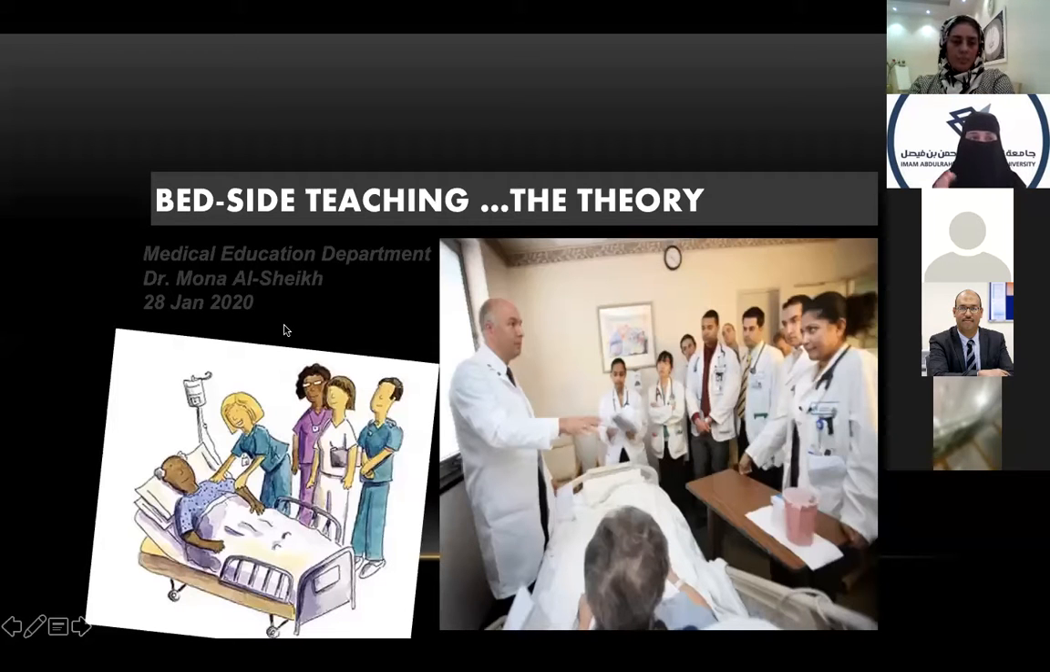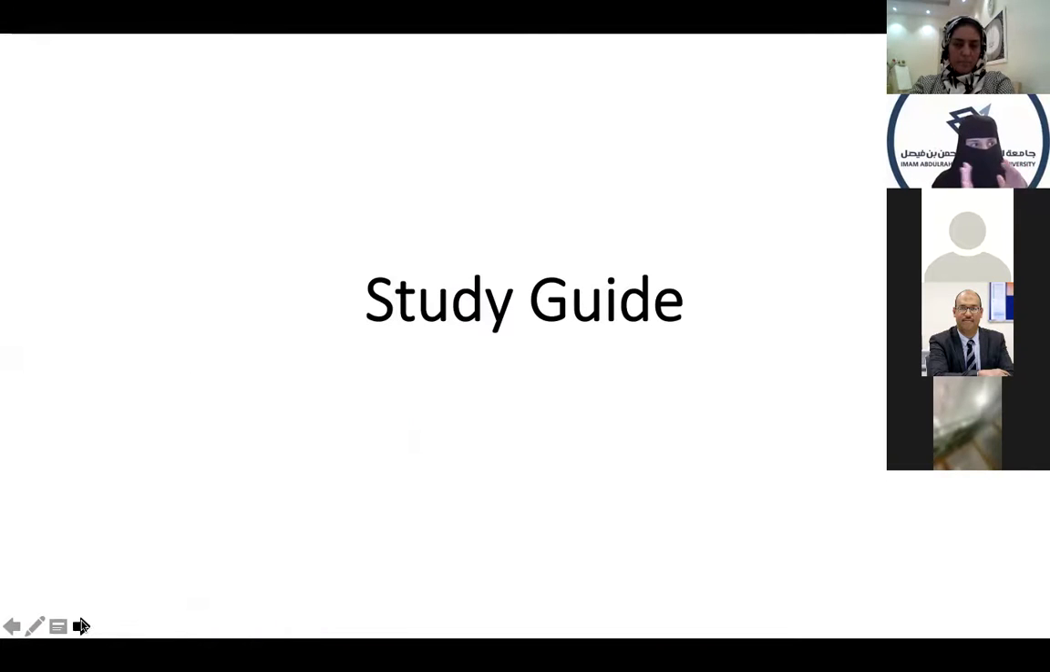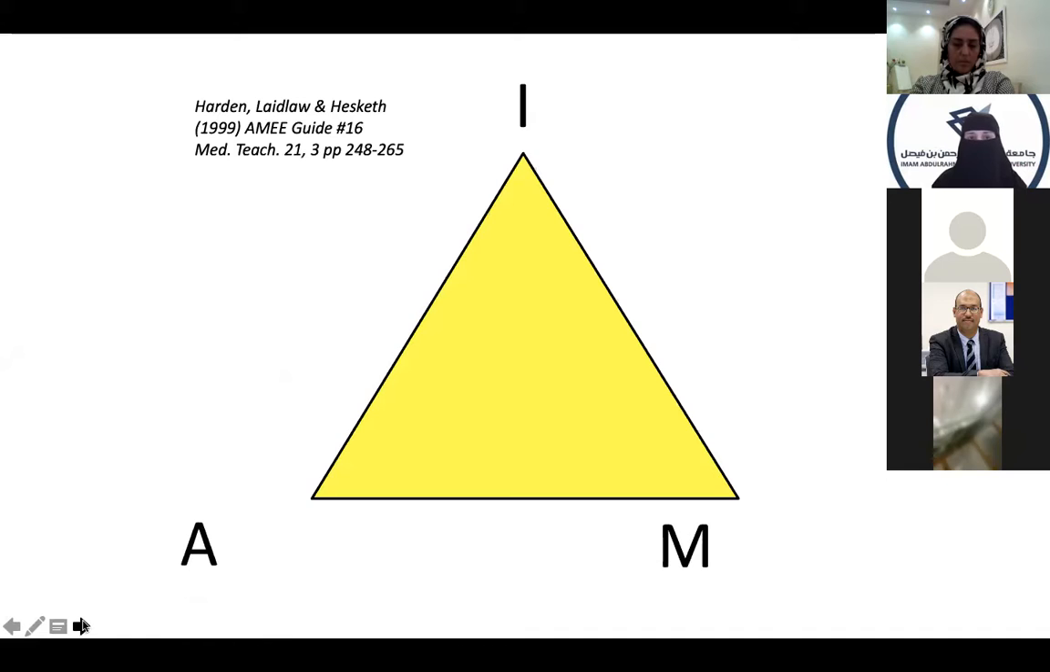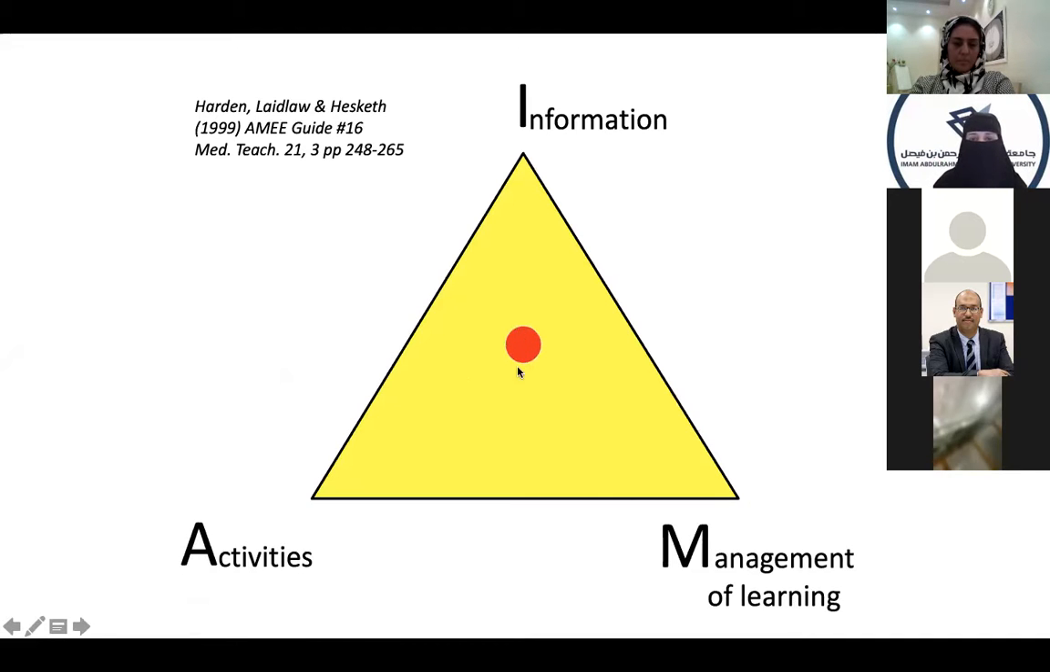We discuss bedside teaching. We have a whole talk on bedside teaching, the theory behind it, and what should be the structure of it. We talk about study guides, and we discuss the AMEE Guide 16 by Ronald Harden. Study guides can serve 3 main purposes: information, activities, and management of learning, and you should try to aim at the center. Many study guides are just information giving. We should avoid that. So if you find it like that, try to shift it towards the center.